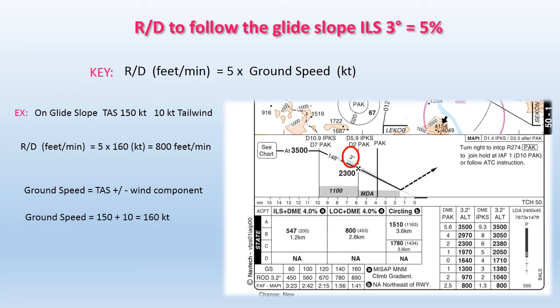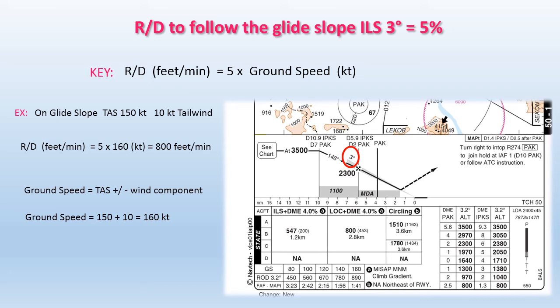So how do we calculate the ground speed? The ground speed equals 150 plus 10, which equals 160, multiplied by 5, which equals 800 feet per minute. And you can follow the ground speed table below for the recommended rate of descent in case of a 3.2 glide slope outlined. But it's easy when you know 3 degrees equals 5%. How to calculate degrees to percent and percent to degrees, you can follow my last video.